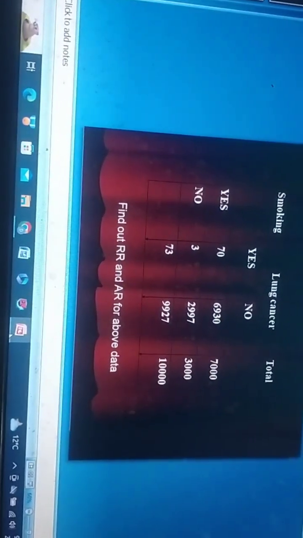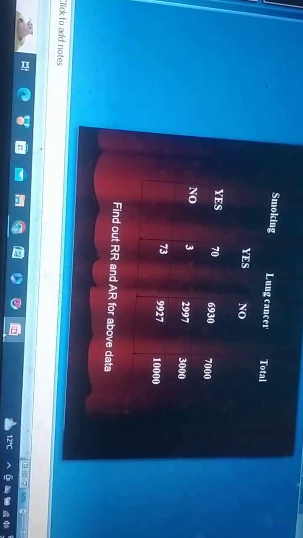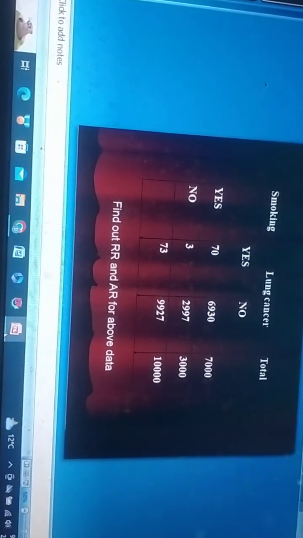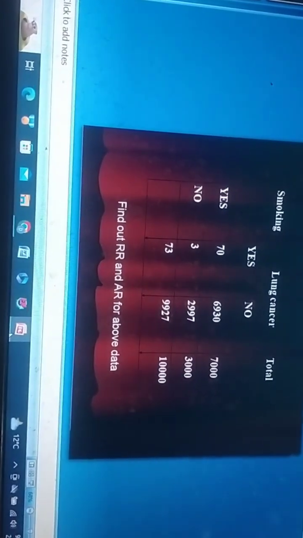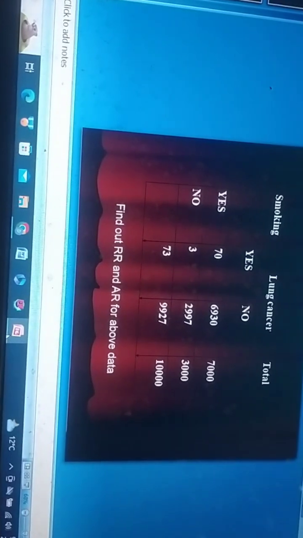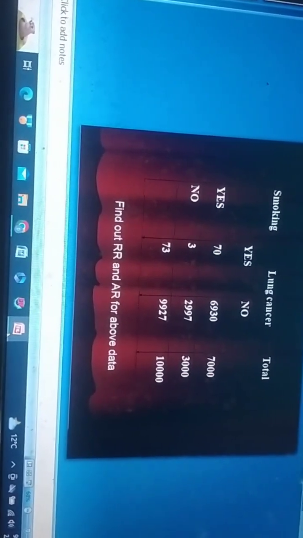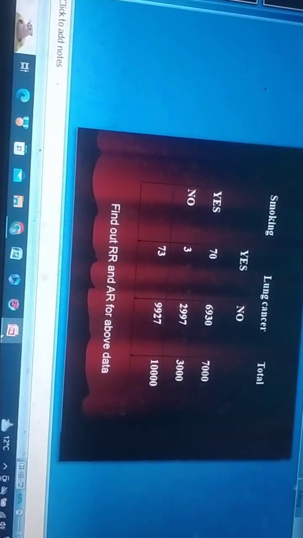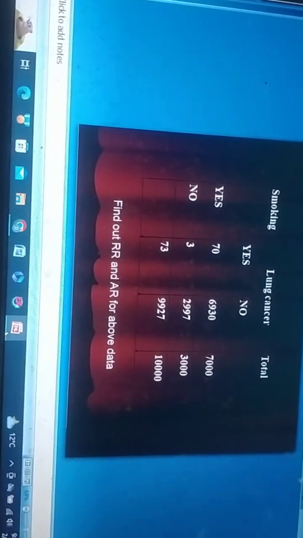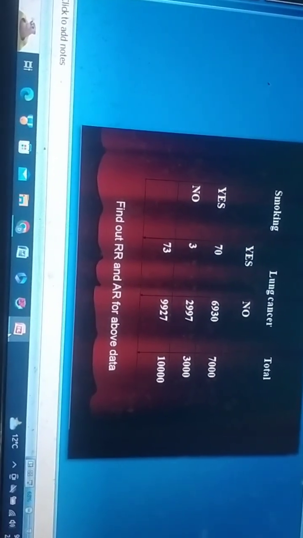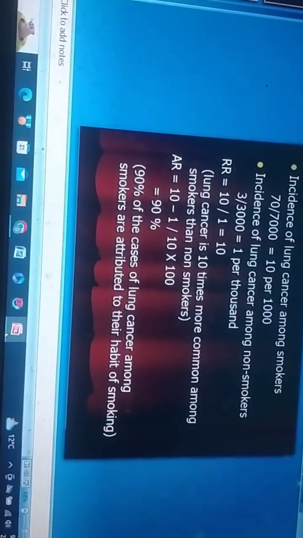Smoking and lung cancer. Smokers: yes, 70 with lung cancer, total 7,000. Non-smokers: 3 with lung cancer, total 3,000. Lung cancer yes total 73, no 9,927, total 10,000. Find out RR and AR for the above data.